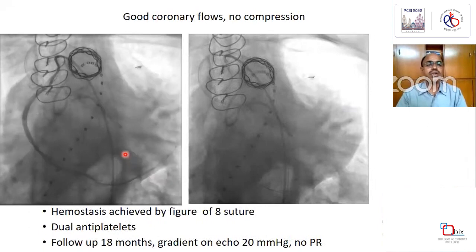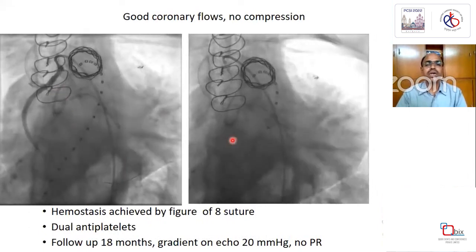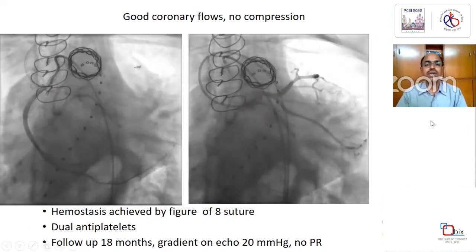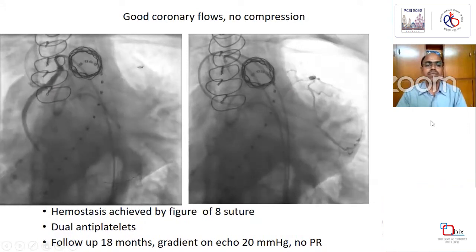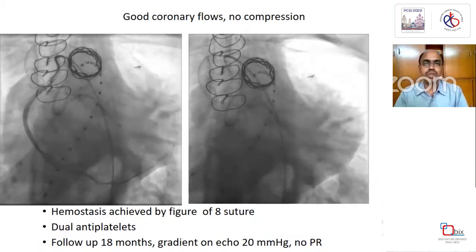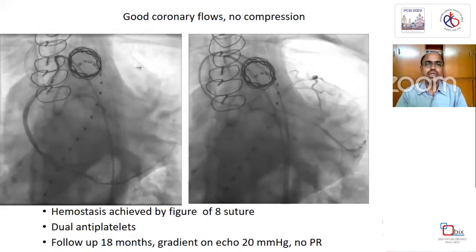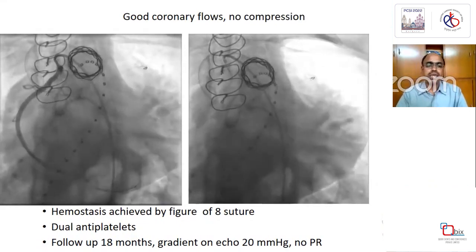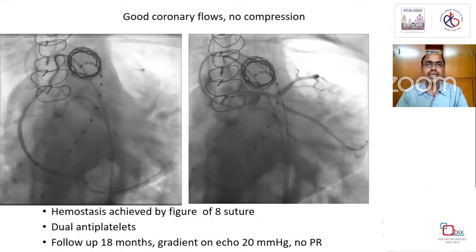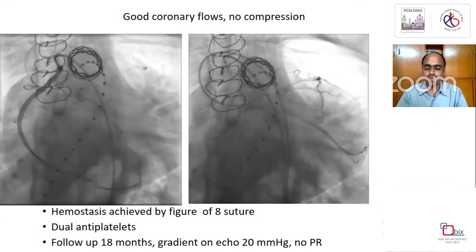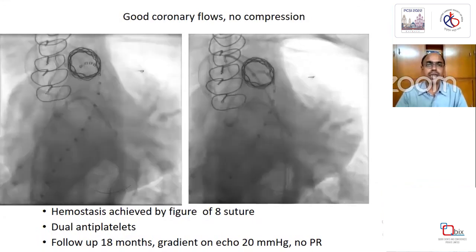Again, the coronaries were checked. The right coronary is having normal flows and the left coronary also is having normal flows without any compression. Hemostasis was achieved with a figure of 8 stitch. Aspirin and clopidogrel were started, and now at a follow-up of 18 months, the patient has a gradient echocardiographically of 20 millimeters of mercury without any pulmonary regurgitation.